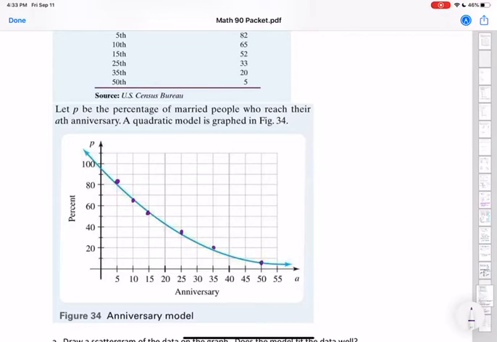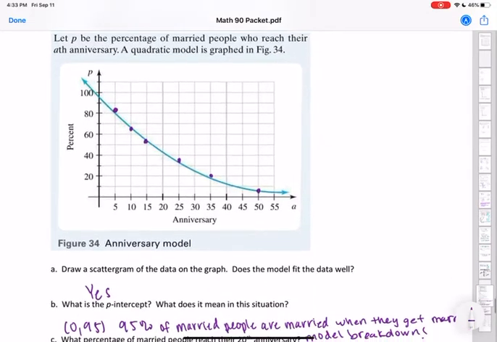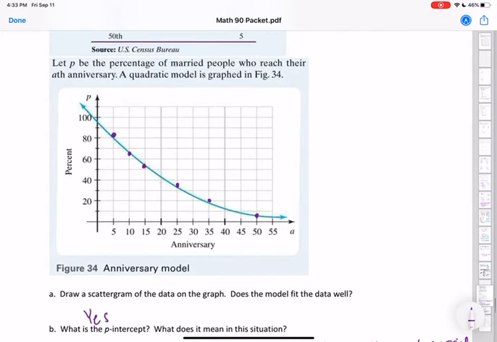All right, so what do you think? Does it fit the data well? I think it does. Looks great. Yeah, it's pretty close. Next, what is the p-intercept and what does it mean in this situation? So hit pause, write down your answer. What do you think is the p-intercept and what does it mean in this situation?